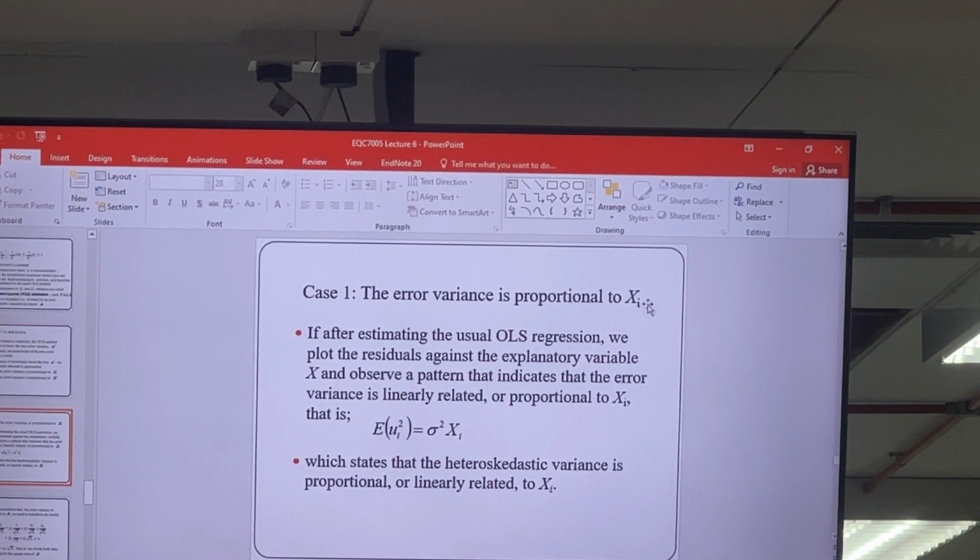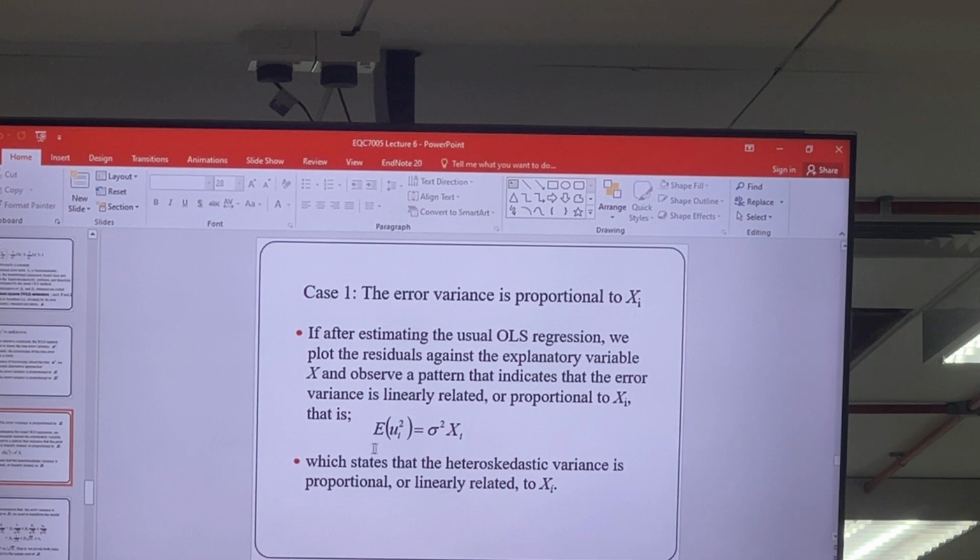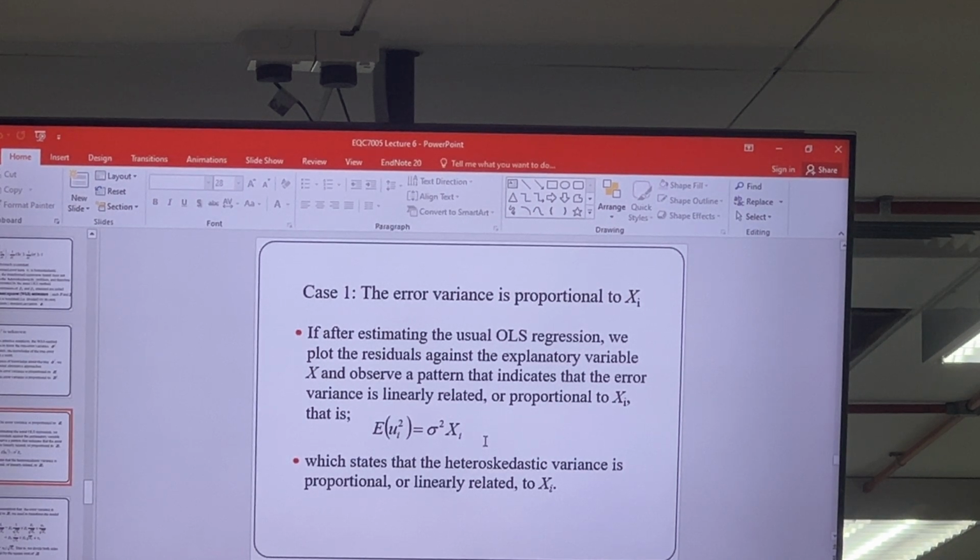So the error variance is proportional to xi. After estimating the usual least squares regression, we plot the residuals against the explanatory variable x and observe a pattern that indicates that the error variance is linearly related or proportional to x, that is, the variance of the error term is equal to sigma squared xi. Meaning that it depends on the value of x. We state that the heteroscedastic variance is proportional or linearly related to xi, the value of x.